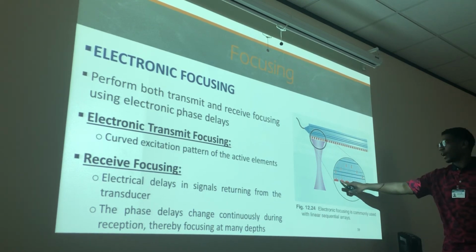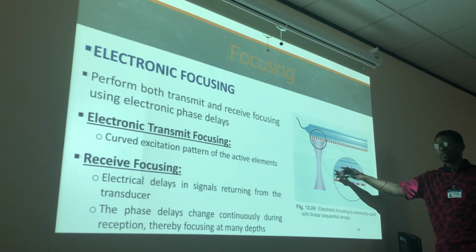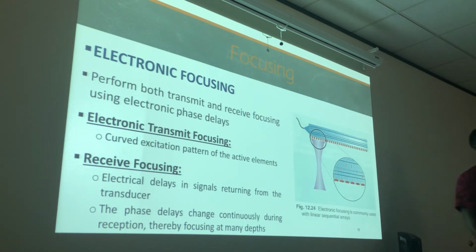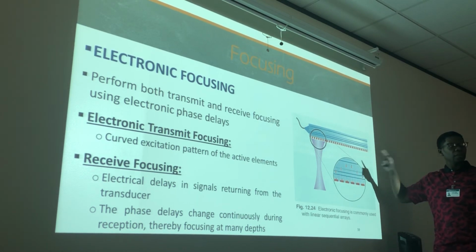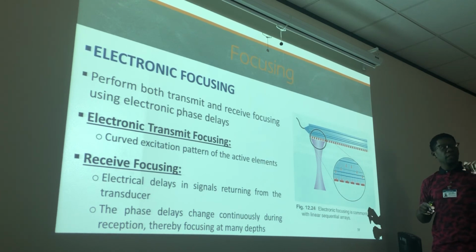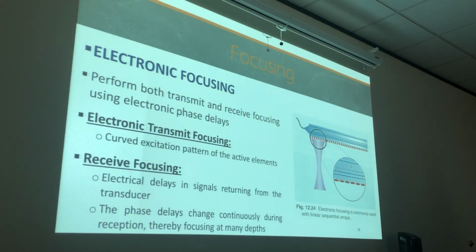Okay? So our elements are all lined up right here. This curved excitation pattern right there, that's what's going to create focusing on our beam. Okay? So this one is steered and focused. No, it's not steered because it just has a curve. It doesn't have a slant. You got me? Cover that at the end of linear phased array again. I'm going to send you guys what I have on this so far so you guys can have something to base that on. Okay? So again, electronic transmit focusing, curved excitation pattern of the active elements when it's sending out sound.